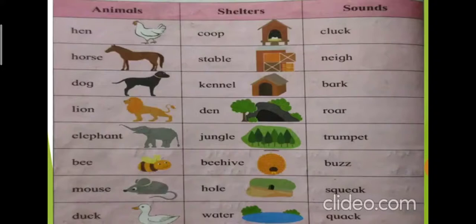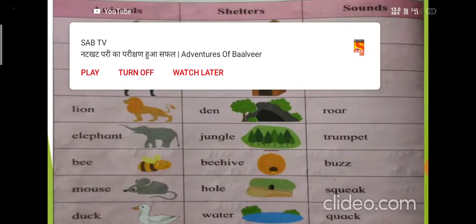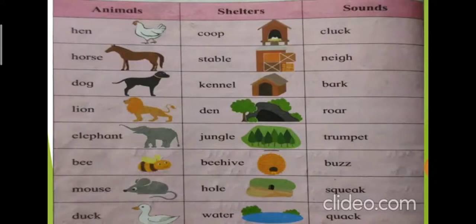Then students, dog. And dog stays in kennel. Shelter of dog is kennel. Kennel. And dog makes sound of bark. Bark. Then is lion. Lion stays in a jungle. Shelter of lion is den. And sound that lion makes is roar.